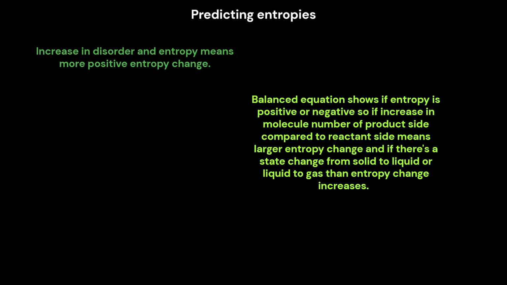Predicting entropies. An increase in disorder and entropy means a more positive entropy change. The balanced equation shows if the entropy change is positive or negative. An increase in molecule number on the product side compared to the reactant side means a larger entropy change, and if there's a state change from solid to liquid or liquid to gas, then the entropy change increases.